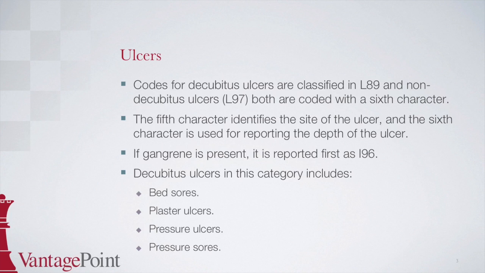In ICD-10, both decubitus and non-decubitus ulcers require a sixth character, which indicates the depth of the ulcer, while the fifth character indicates the site, such as the hip or the heel. If gangrene is present, it is reported with code I96 and is reported before the ulcer code or codes. Decubitus ulcers include bed sores, plaster ulcers, pressure ulcers, and pressure sores.